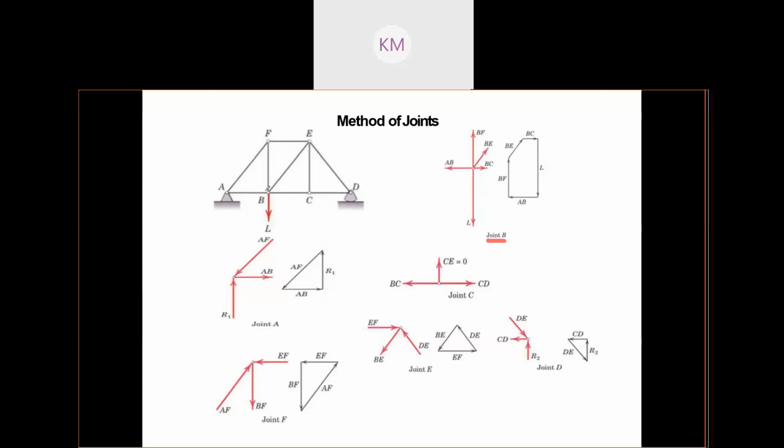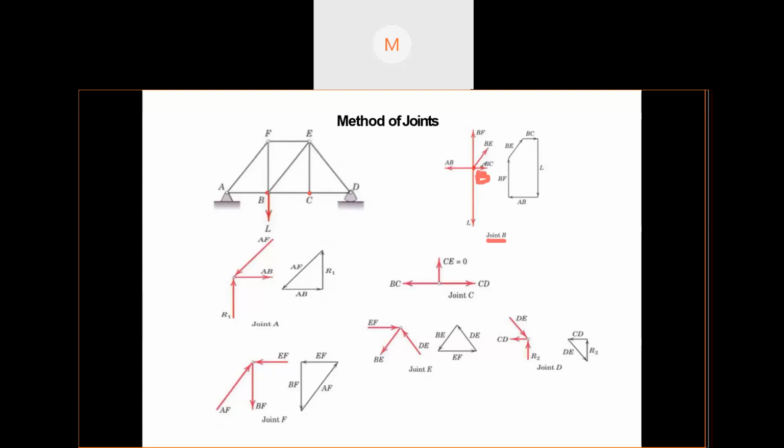Yes, next class. So now let us see. This is a joint. So in method of joints, what you need to do is find out all the forces that are acting on that particular joint. Now, how will you find out the forces acting on a particular joint? Suppose this is a joint B here.